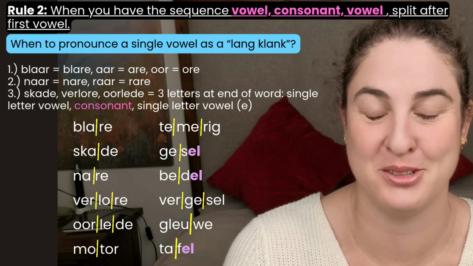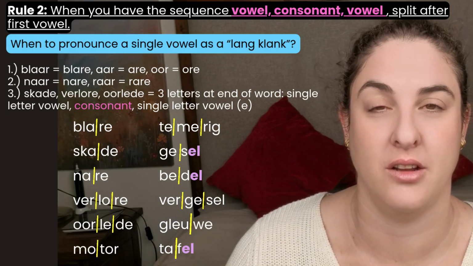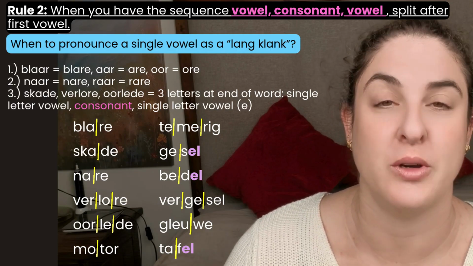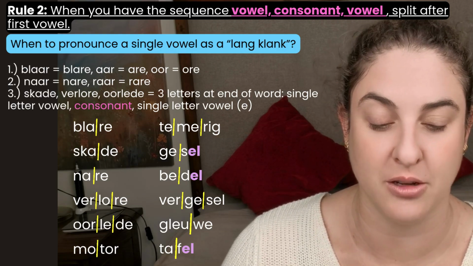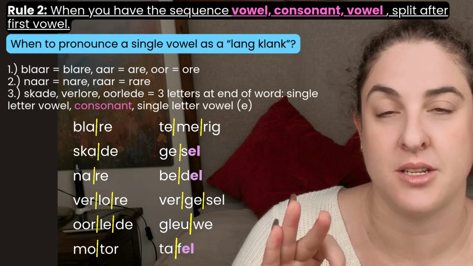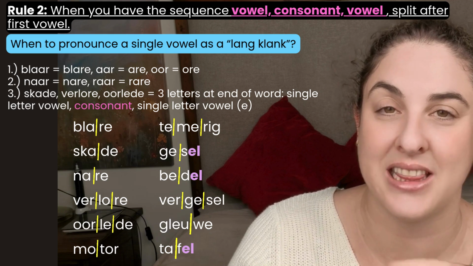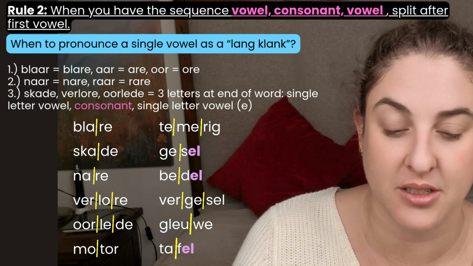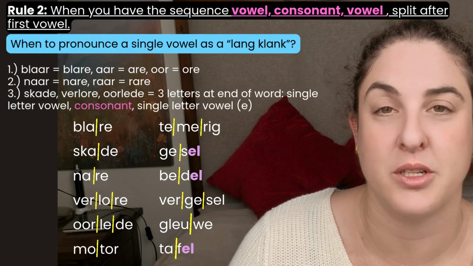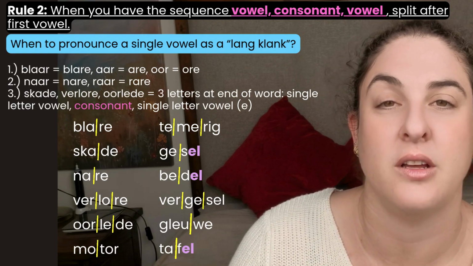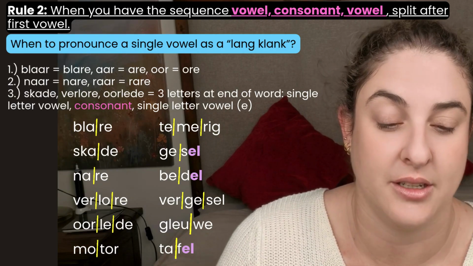So watch the vowel videos if you haven't. So we have the blare, skade, nare, verloren, oorlede, and then we have motor. Now, you can see there is motor, it's not at the end of the word, it's in the word, but it's still vowel, consonant, vowel in the middle of the word. So you pronounce that first vowel as a long sound. Motor.